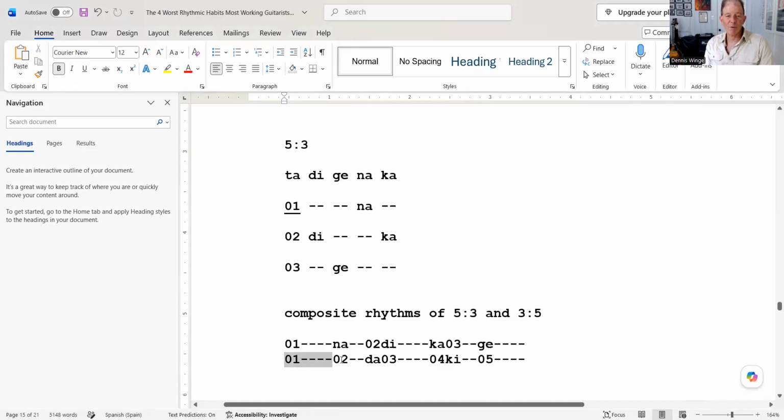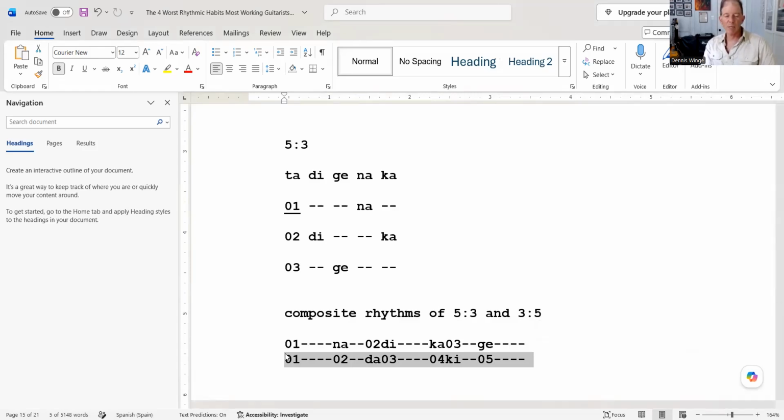I prefer when you flip it around, play 3 hits over 5. That's much easier to hear. The way I have it written here is 1, 2, da 3, 4, ke 5. 1, 2, da 3, 4, ke 5. You can't see my foot, but it's tapping with the 3.